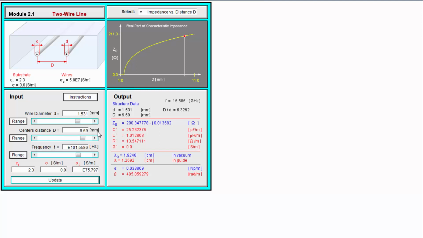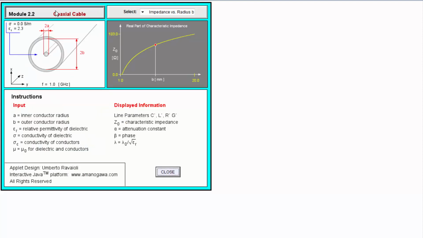So this is for the two-wire line. In the case of the coaxial cable transmission line, we have two conductors also, but one inside the other. Okay, so the first one is called the core and the other one is called the shield. The core has diameter 2a, and the shield has diameter 2b.